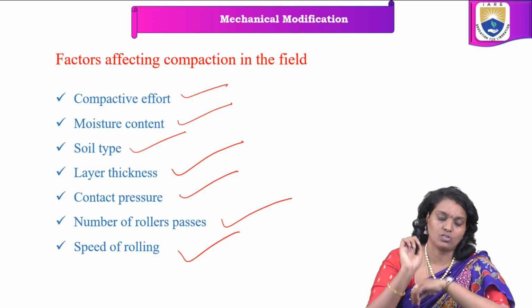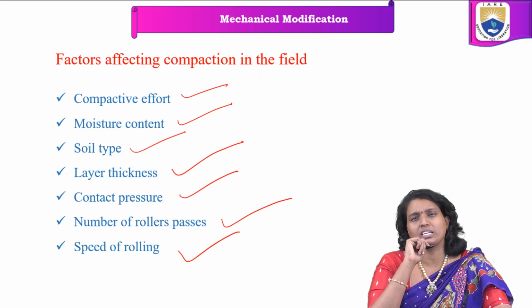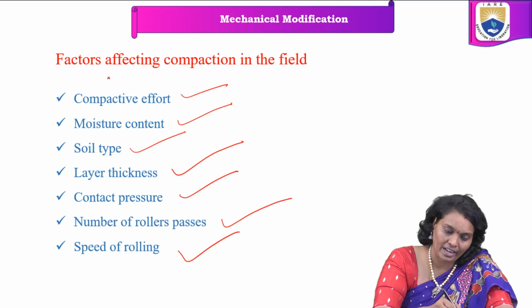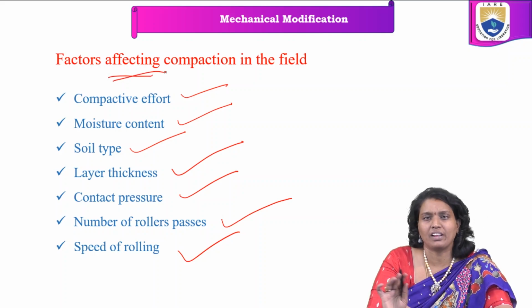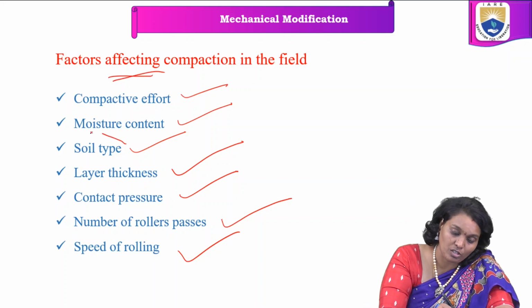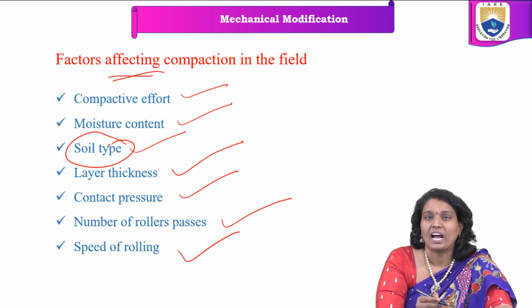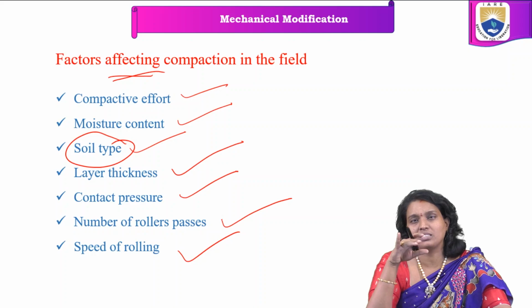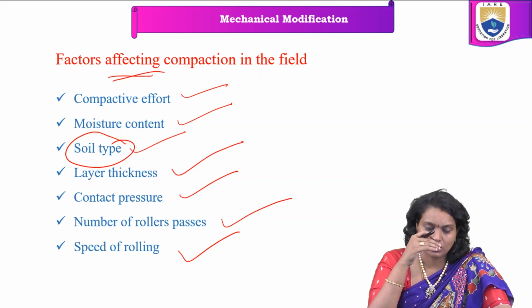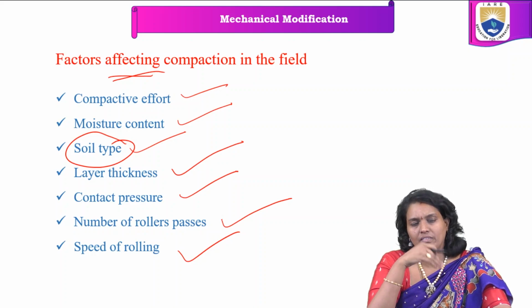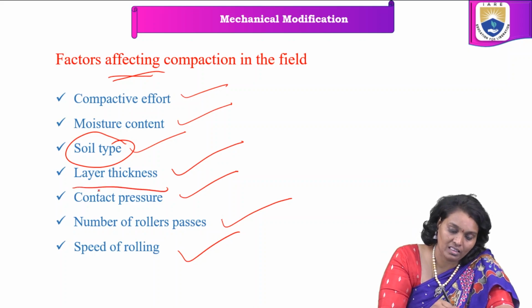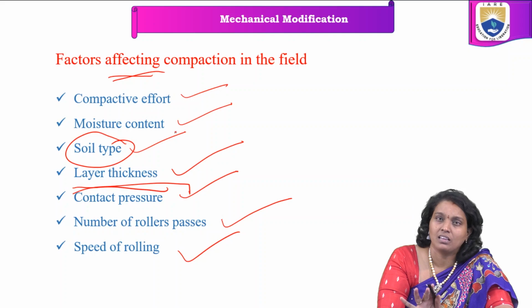So in that, moisture content is also a factor that is going to be understood. It is one of the important factors affecting the field compaction, and it depends upon the soil type and the layer thickness. So it depends on the rollers and the thickness. If the thickness is more, then the required depth is more than that. So the layer thickness also plays an effective role in the compaction.